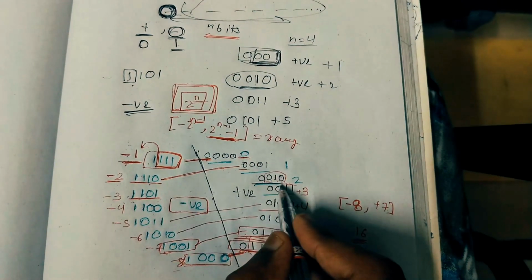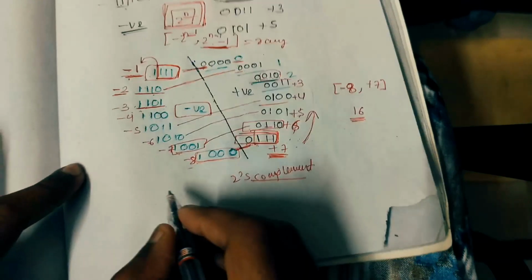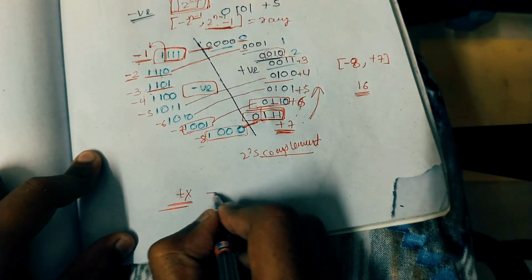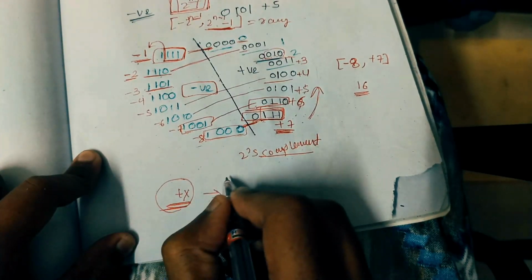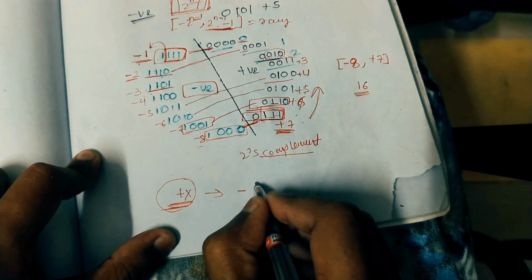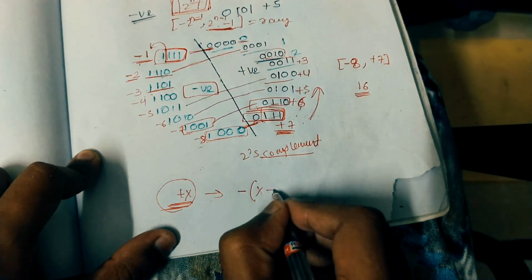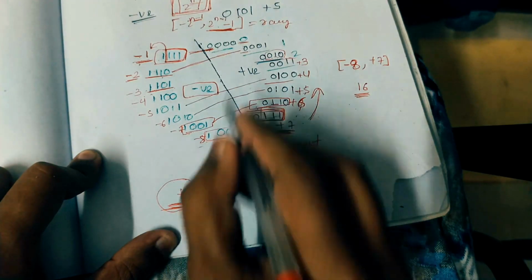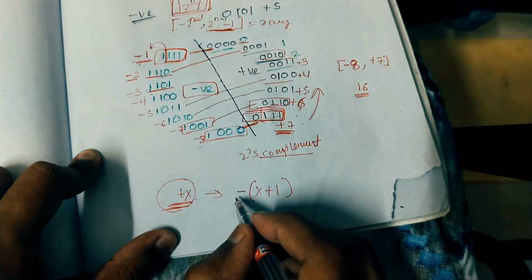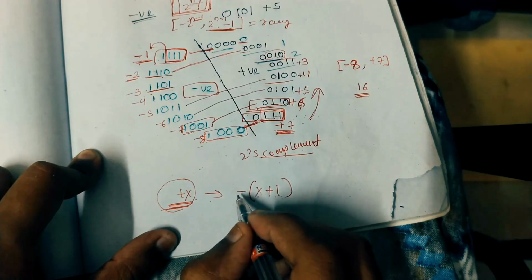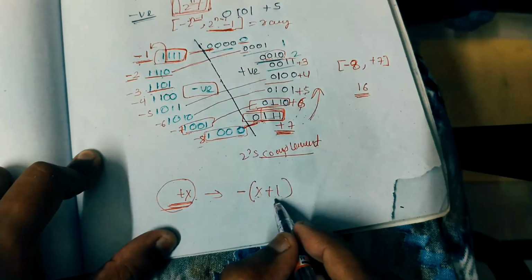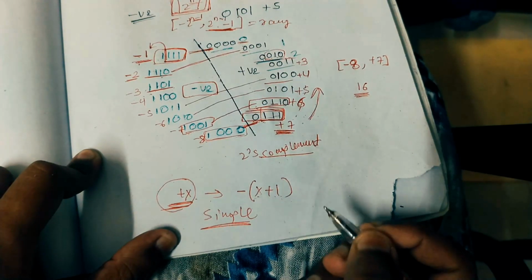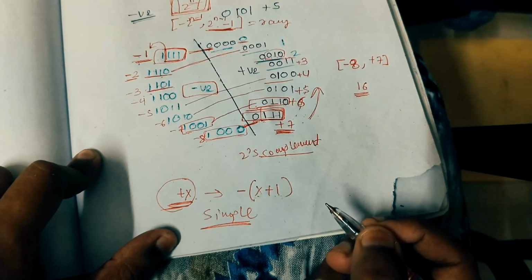So if you flip the bits of +x, where x is some decimal, you will get the negative representation of x plus 1. For example, if you flip the bits of 0, x is 0, you will get 0 plus 1, 1, so -1. Simple. So that's how we can find the equivalent.